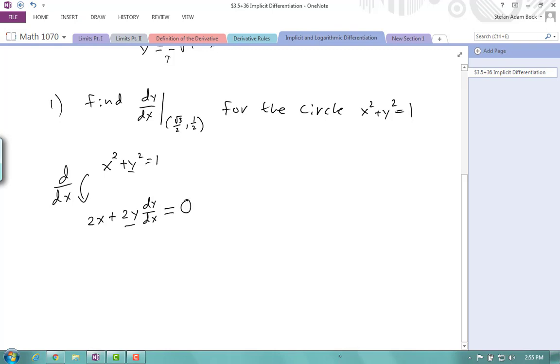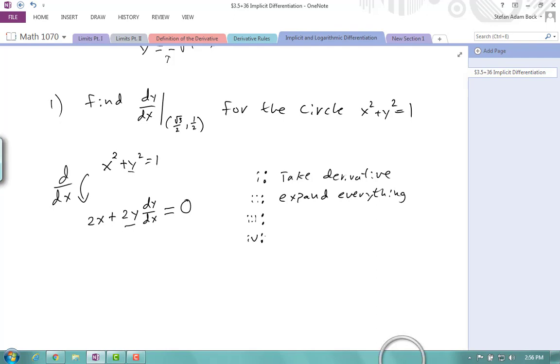So after my derivative step, I'll go ahead and number these steps. We take the derivative. 2, we want to expand everything. I don't necessarily need to expand anything for this problem. And after I expand everything, I want to solve for dy/dx, and that's going to involve 2 steps. 1, I need to get all the dy/dx's on one side, and then I want to factor and divide. And we're going to do all these things for this problem.